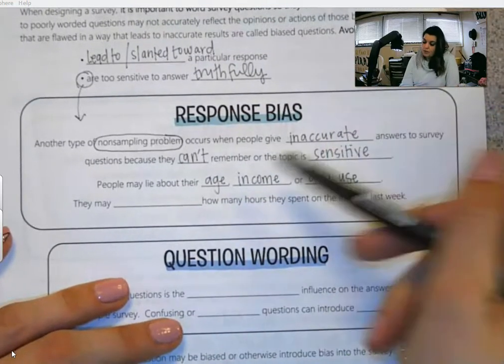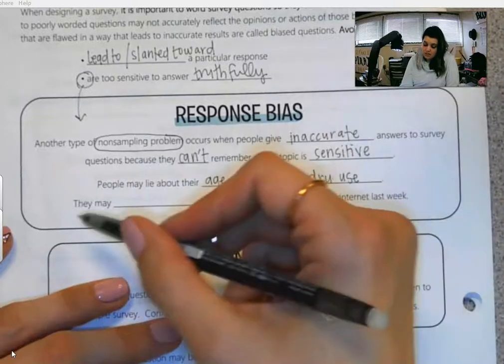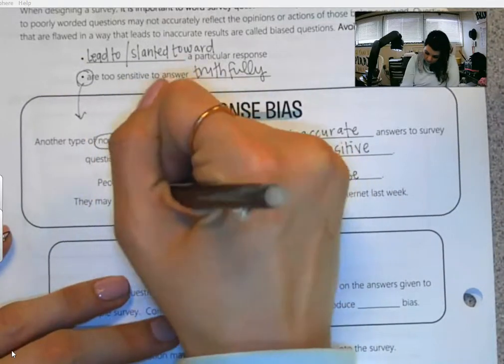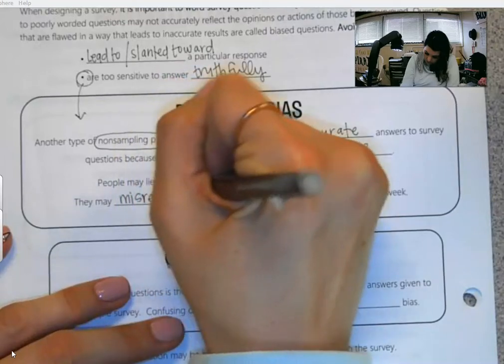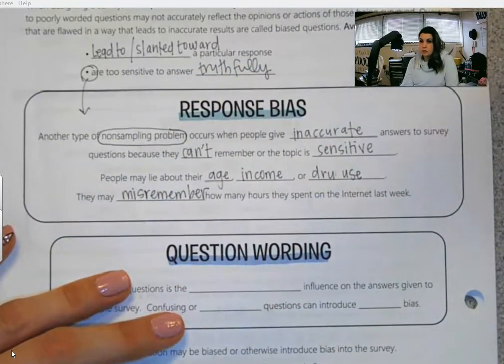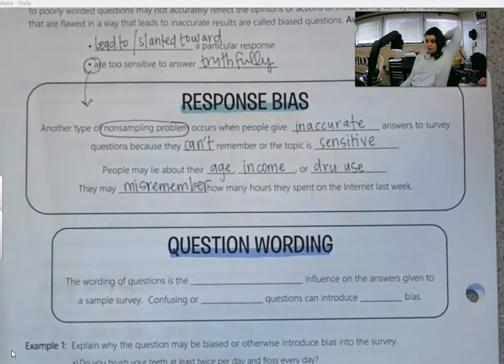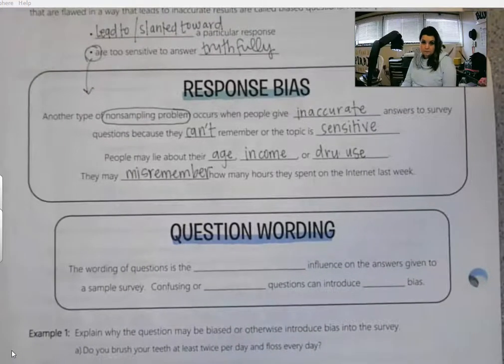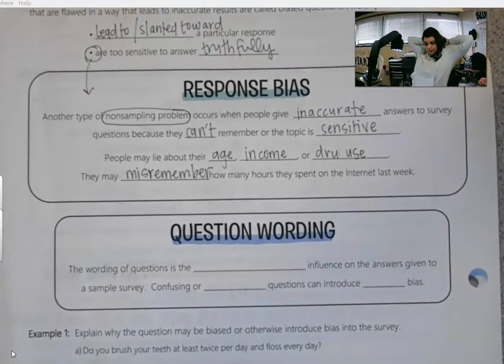An example of giving inaccurate answers is that they may misremember things like how many hours they spent on the internet last week, or how many traffic lights they came to on their way home or their way to a destination that were red. So response bias is when you either can't remember, misremember, or don't want to tell the truth about a question.